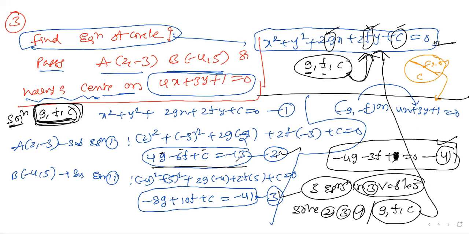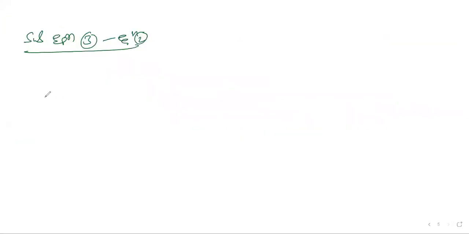So let us go to the second case. What I have to do is subtract equation number 3 minus equation number 2. So you need to subtract equation number 3 minus equation number 2. After subtracting, I got the final equation: 3g minus 4f is equal to 7.